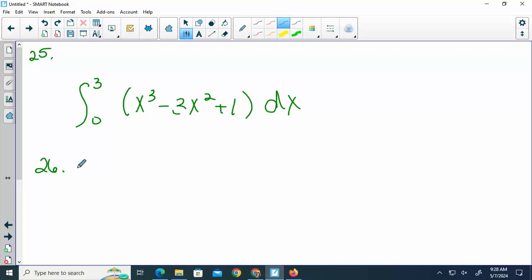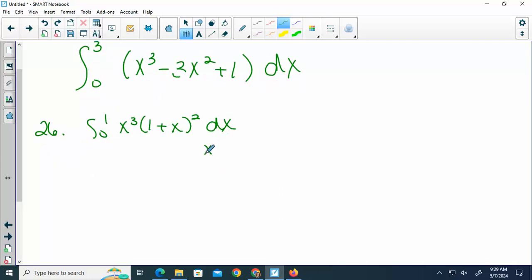26, we need to integrate. Can you do the antiderivative if you have a product? No. Is there any way to multiply this out so we don't have a product anymore? If you want to FOIL the 1 plus x squared, you could. The other option is a u substitution, and both should get you there. This one, since squaring isn't too hard, we could probably do that. It would be 1 plus x times 1 plus x. So if you FOIL those, that's 1 plus 2x plus x squared.